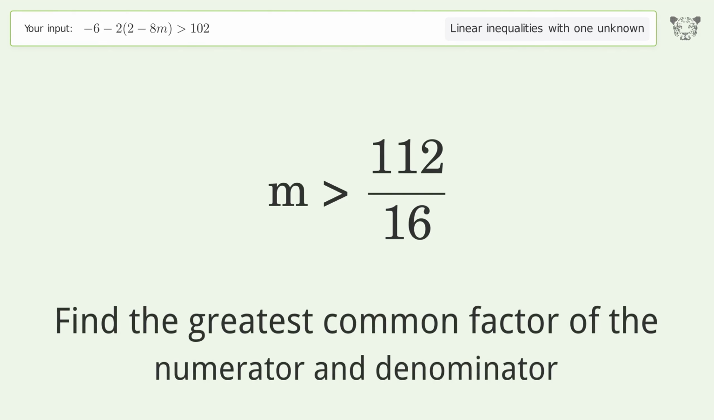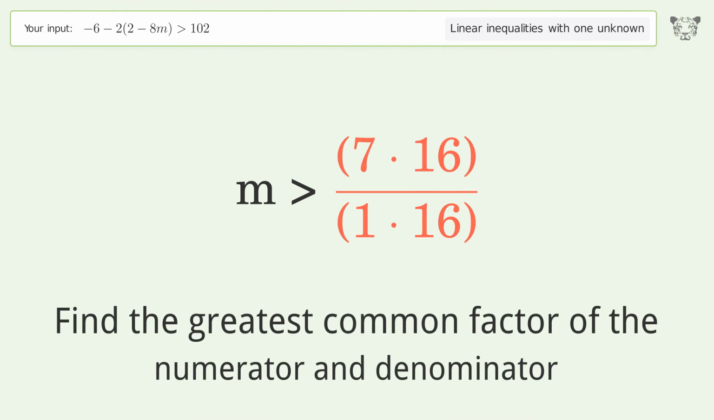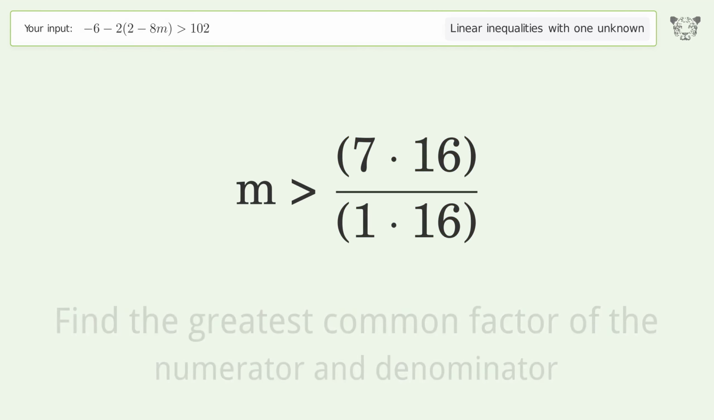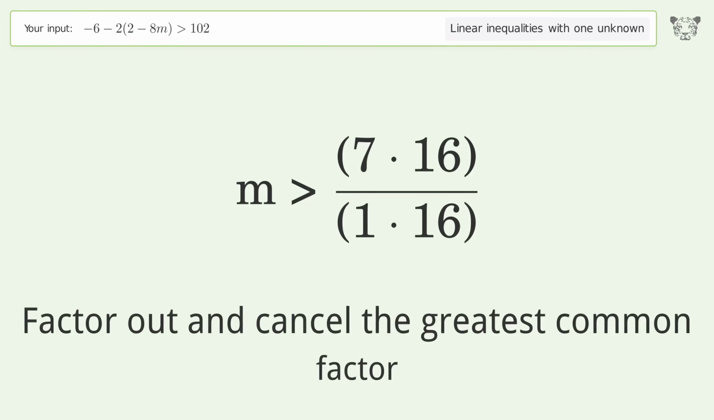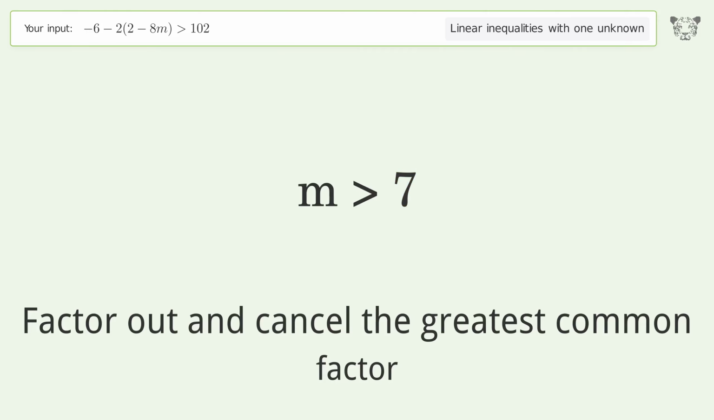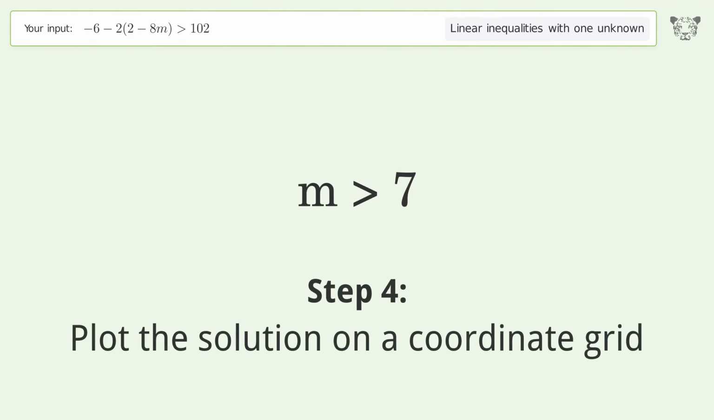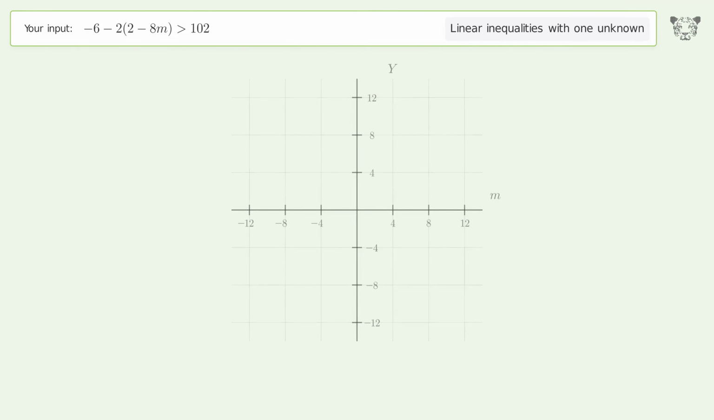Find the greatest common factor of the numerator and denominator. Factor out and cancel the greatest common factor. Plot the solution on a coordinate grid. And so the final result is m greater than 7.